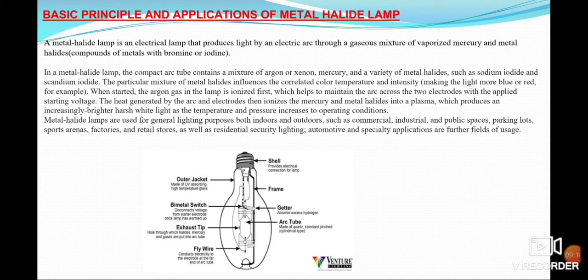So in the given diagram we can see that it has an outer jacket, a bimetal switch, an exhaust tube, a fly wire, an arc tube, a getter, a frame and a shell.